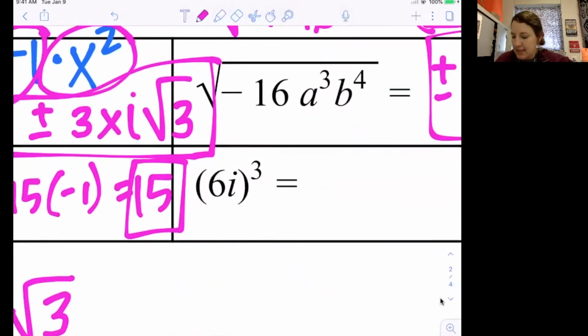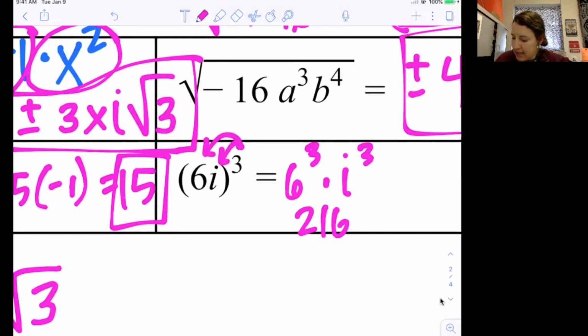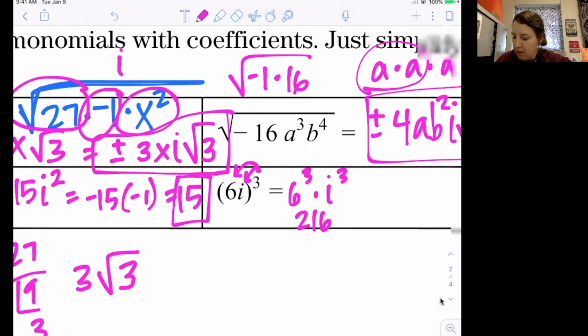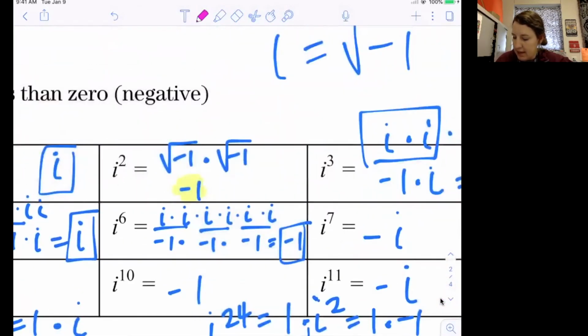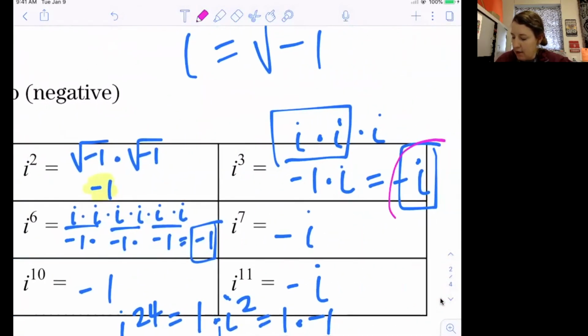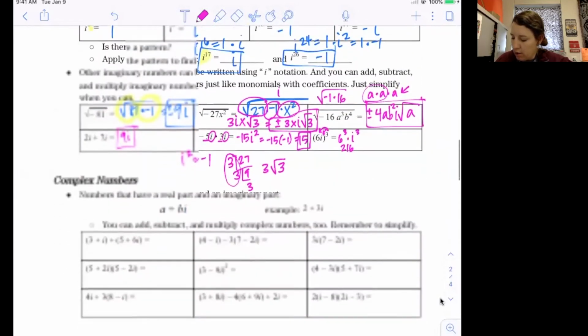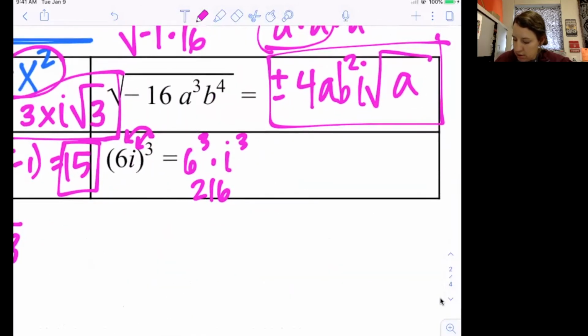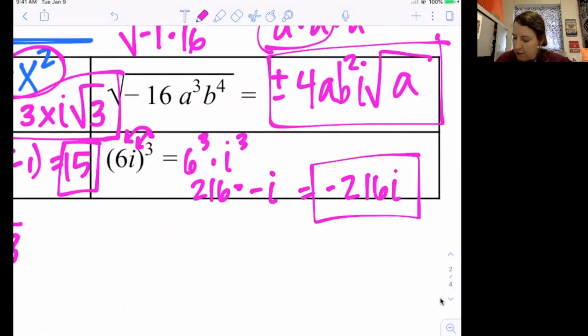All right, this example has 6i to the third power. So we're going to distribute the exponent. So I have 6 to the third power times i to the third power. 6 to the third power is 216. I to the third power, we could look up here and see that it equals negative i, so this is going to be times negative i, which is going to be negative 216i.